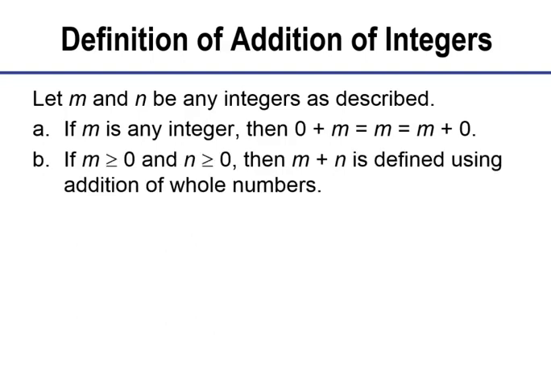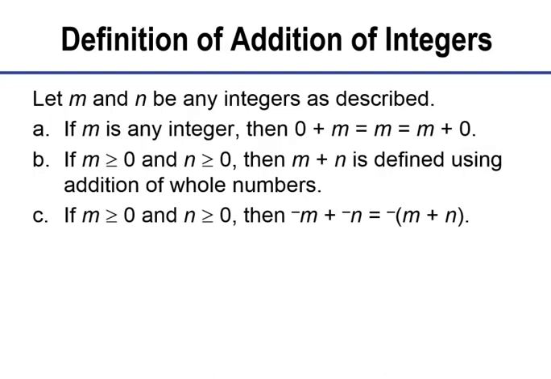If m is greater than 0 and n is greater than 0, so we're talking about whole numbers, then m plus n is defined using addition of whole numbers. We already know how to add whole numbers. If m is greater than 0 and n is greater than 0, then, now check this out, the opposite of m plus the opposite of n is really the opposite of just m plus n, the positive values. So anytime the signs match, simply add the two numbers without the signs and the whole answer is going to be negative.